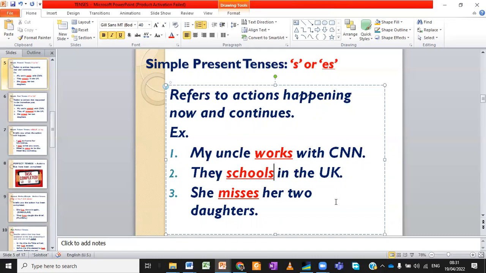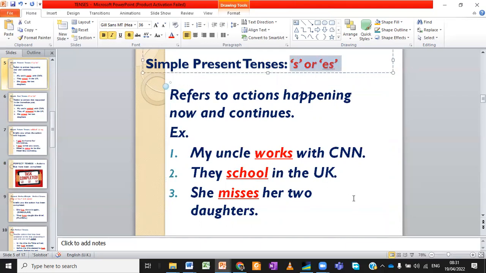No. Good. So can you correct it and tell me why this is wrong? It's meant to be the school, not the schools. Good. I now ask, why should you remove the S, when I told you that for simple present tenses, you have ES or S?